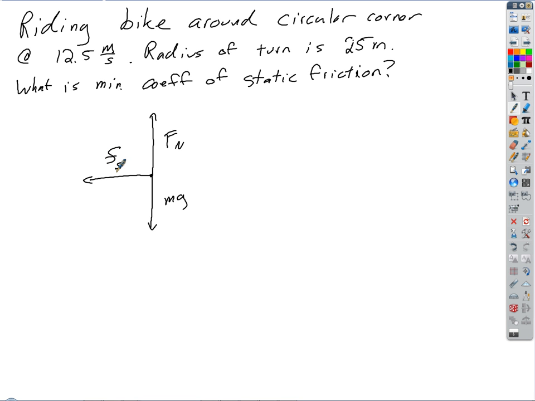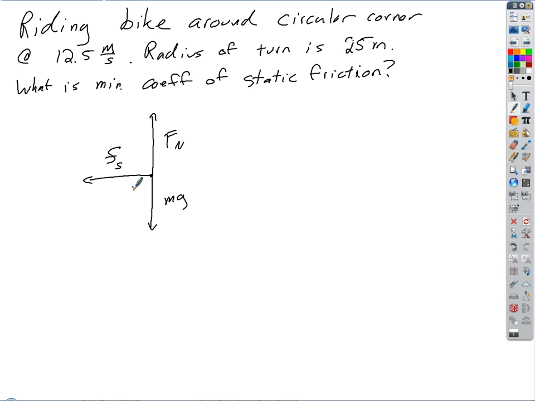Why static? Why not kinetic? Because it's not sliding. Because the rubber's not sliding along the road, it's rolling, and when it rolls, it doesn't actually slide, right? So it actually is static. It's slightly modified static, but we'll call it static. So there's our free body diagram, right?